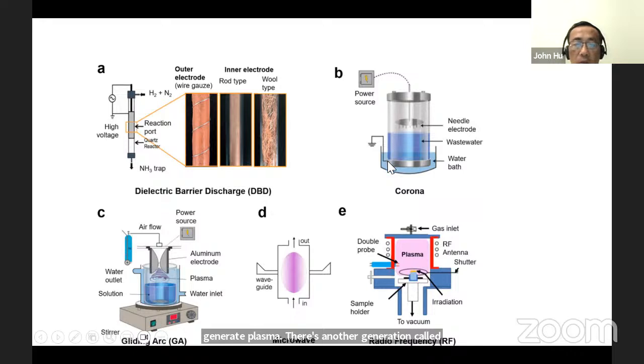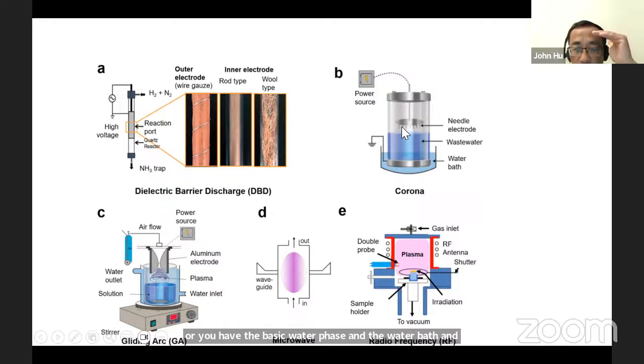Corona discharge means the key is, for any cold plasma, you need voltage. As long as you keep voltage in between the gap, it doesn't matter whether it's a solid catalyst or an empty tube, or you have the water phase, a water bath, and then you have this so-called needle electrode.